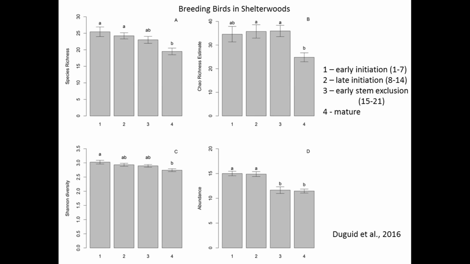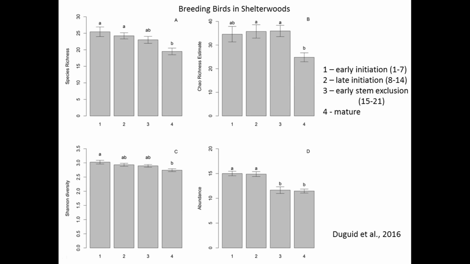And if you're trying to maintain early initiation, you have to be creating this shifting mosaic of shelterwoods across your stands, representing different age classes. Because by early stem exclusion, it's moving back into structure and habitat. So within 14 to 20 years, it's already moving into a habitat of interior forest habitat.